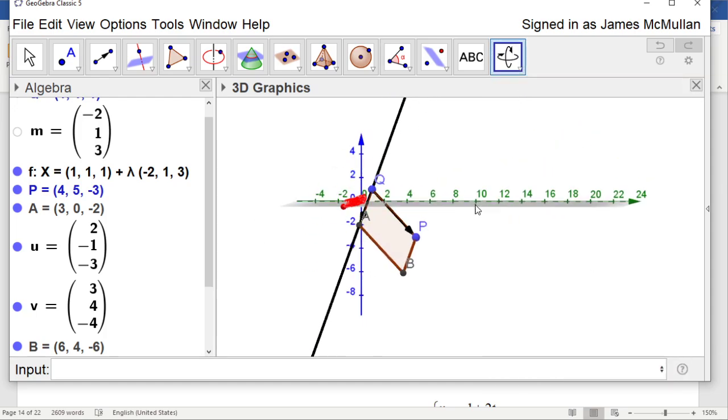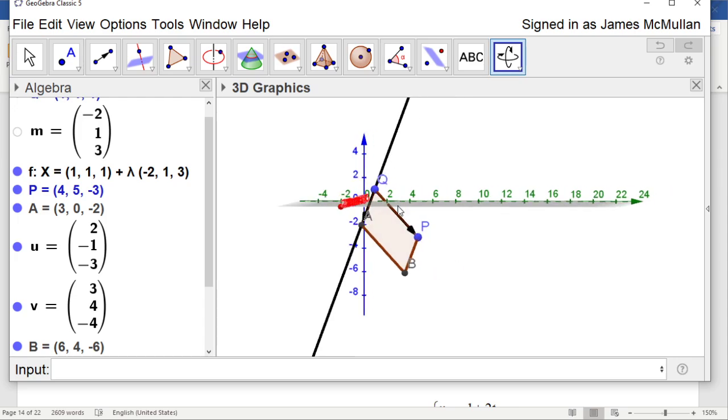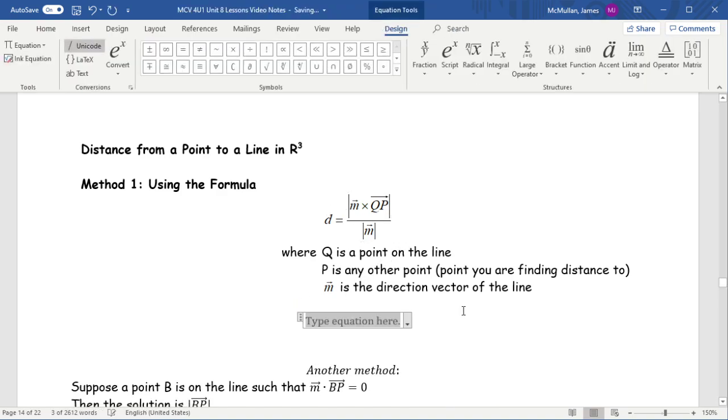I'll do that. Okay, so what I've done, I've used a vector along the line and a vector that joins Q to the point we're interested in. You form a parallelogram, and the height of the parallelogram is the thing you need. Now, you might think, how do I find that height? Except remember that the area of a parallelogram is the magnitude of the cross product. So this is a really brilliant solution, right?